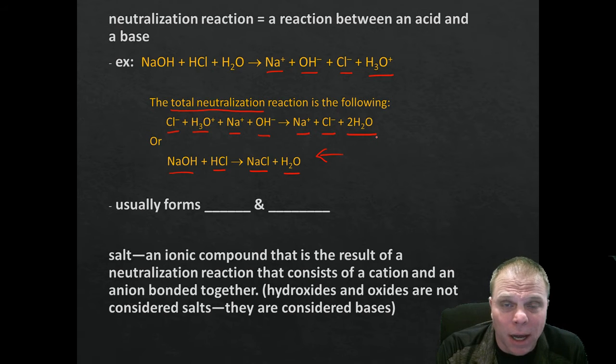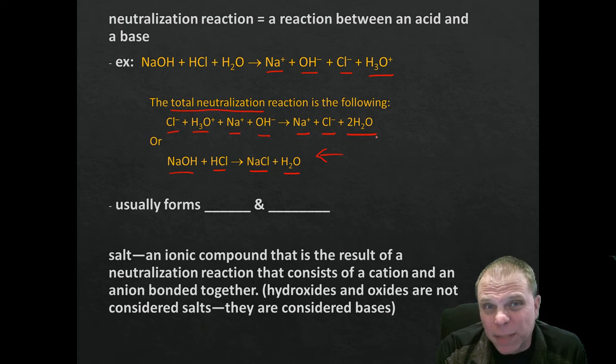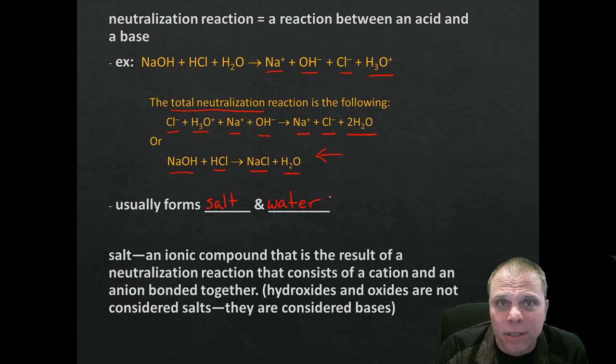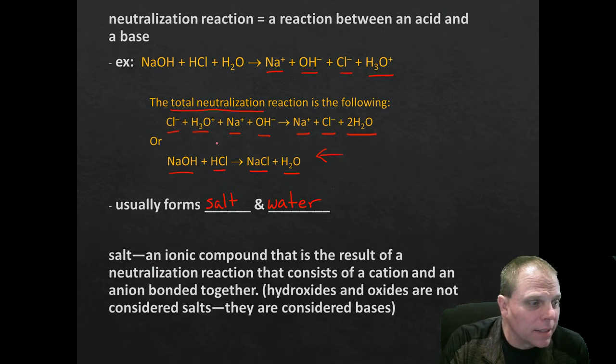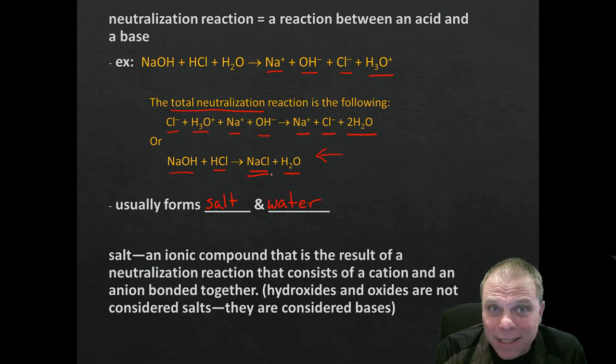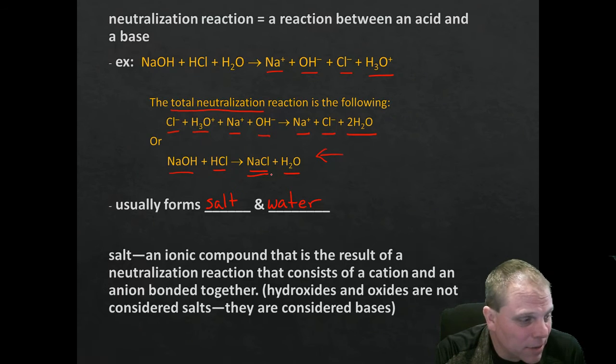Okay, so this is a double replacement reaction, and water is a product in this case. So these are usually forming salt and water, right? So neutralization reactions oftentimes form a salt and a water. So in this case, the salt is sodium chloride, and so that is a type of salt, but there are many other types of salts.